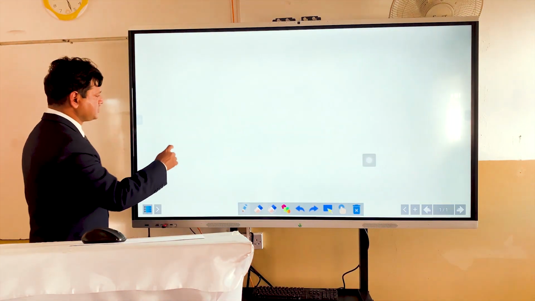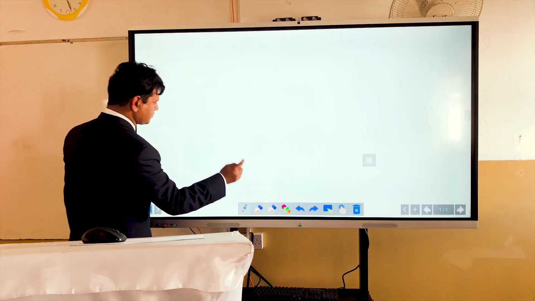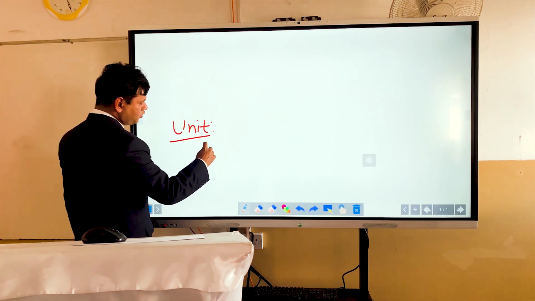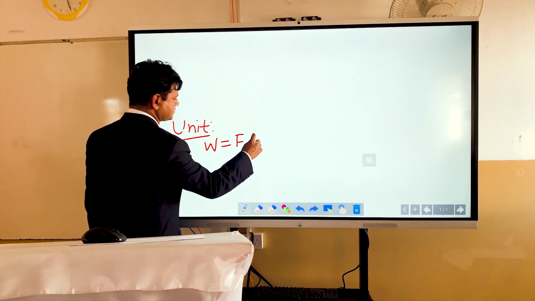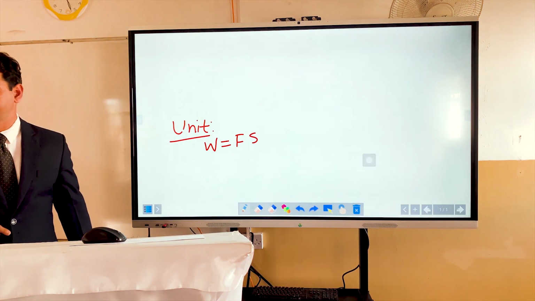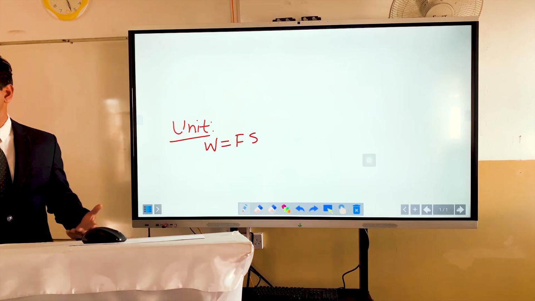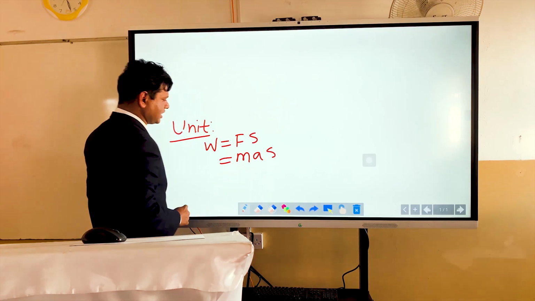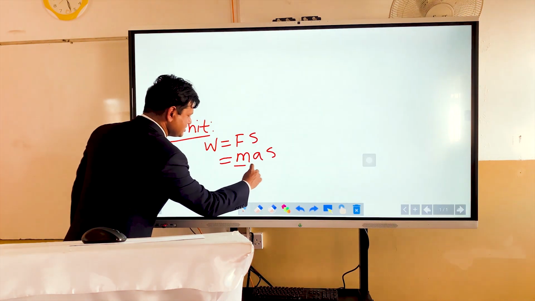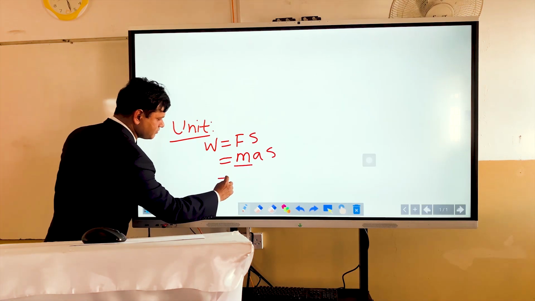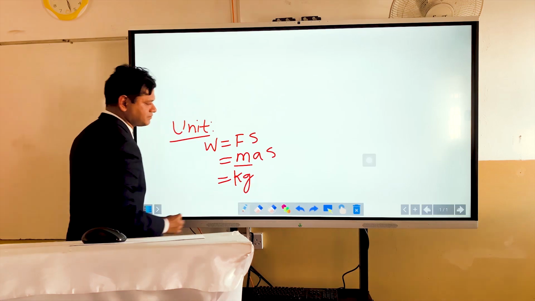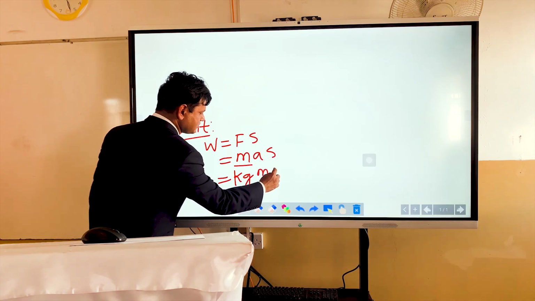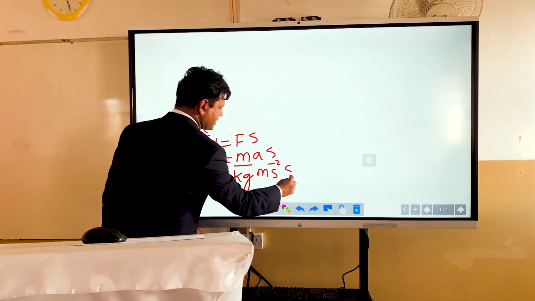Okay, firstly, the unit of work done. We know work done W equal to Fs. Again, from the fourth chapter we learned force F equal to ma, where m is the mass and a is the acceleration. So you can also write this as mas. Now I put the units here. M is the mass. We know the unit of mass is kilogram or kg, and acceleration is meter per second square. And also you have another second.